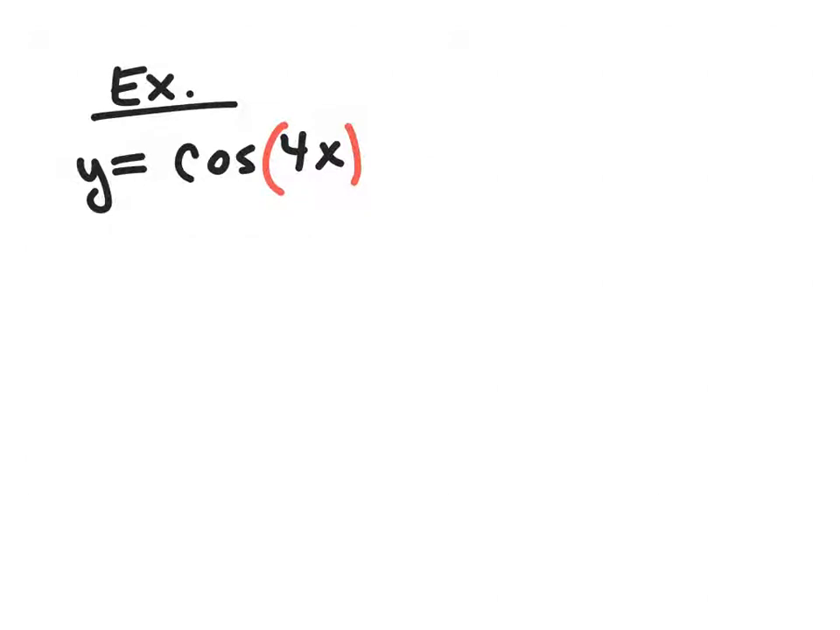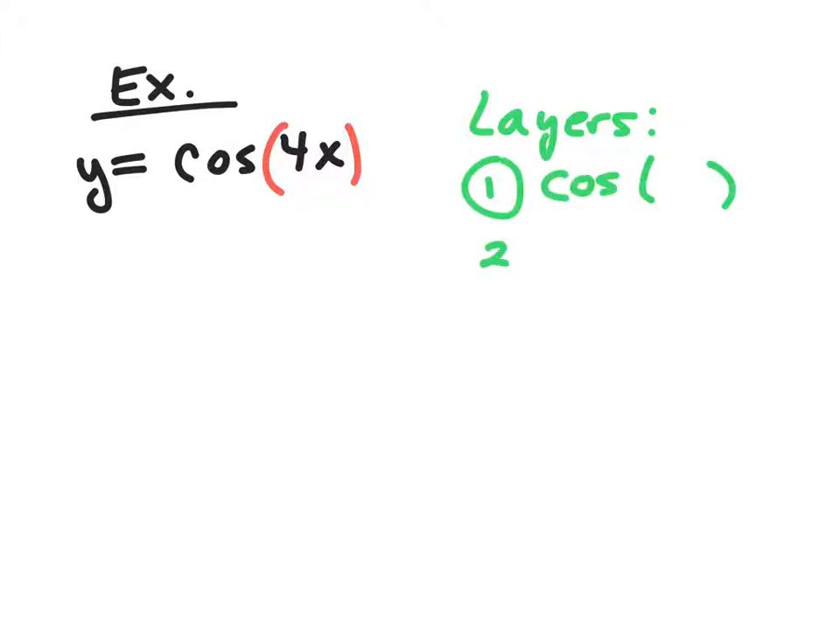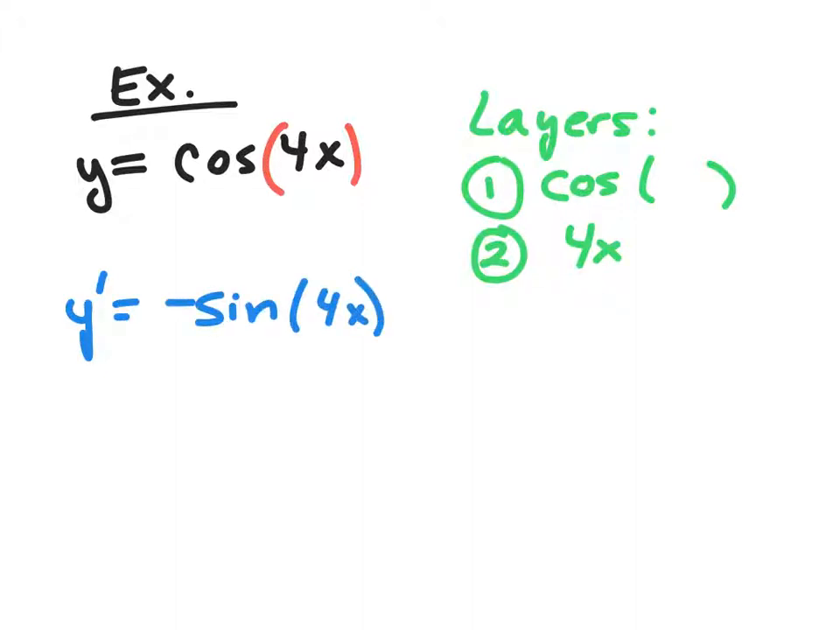So when I go through and write out my layers here, the outside layer would be the cosine, so that's layer 1. And then the inside layer would be the 4x. So the derivative of cosine goes to negative sine, keeping the inside of 4x, times the derivative of 4x, which is the inside layer, and that just goes to 4. And I could rewrite it just to clean it up a little bit by putting that 4 in front, but it doesn't change our answer, of course.